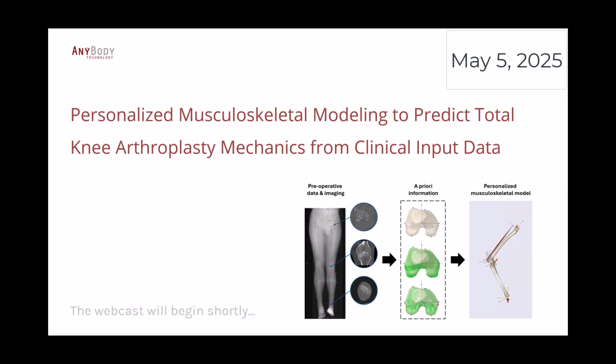And the topic of today's webinar is personalized musculoskeletal modeling to predict total knee arthroplasty mechanics from clinical input data.